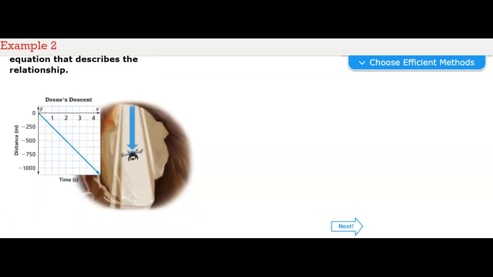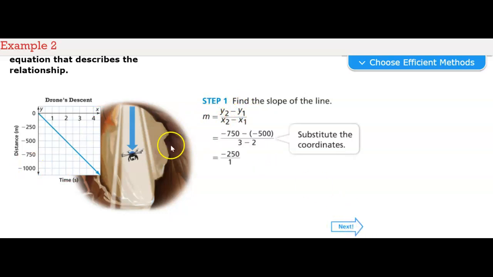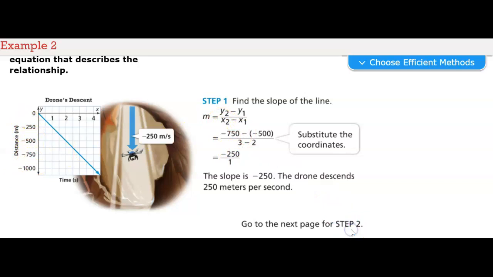So we have our graph here that shows the descent of this drone. Again, step 1, finding the slope of the line. They give us our equation. Then they utilize the equation by substituting them with the coordinates from points on this line. And as you notice, these points are negative because we have negative values for our y. So that's why you see negatives in the equation.